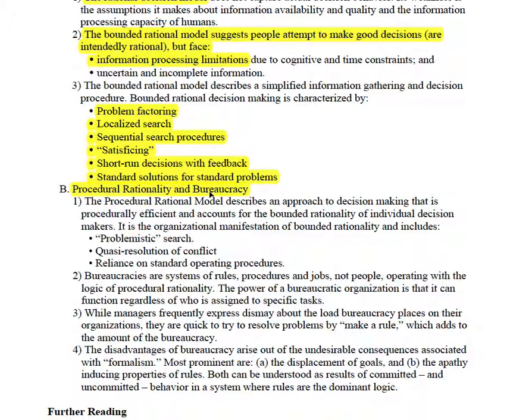And at its root, deploying standard solutions for standard problems are the procedures that are at the core of bureaucracy. So what the procedural rational model does is describe an approach to decision making where we have procedural efficiency. People don't have to think through and make the decision every time. It accounts for the bounded rationality of the individual decision makers, and it has also really simplified approaches to problem solving, one of which is we don't try and anticipate problems, we respond to problems. We engage in quasi-resolution of conflict, which means we solve problems incrementally. We don't deal with the big problem, we try and solve it locally without engaging the entire system.